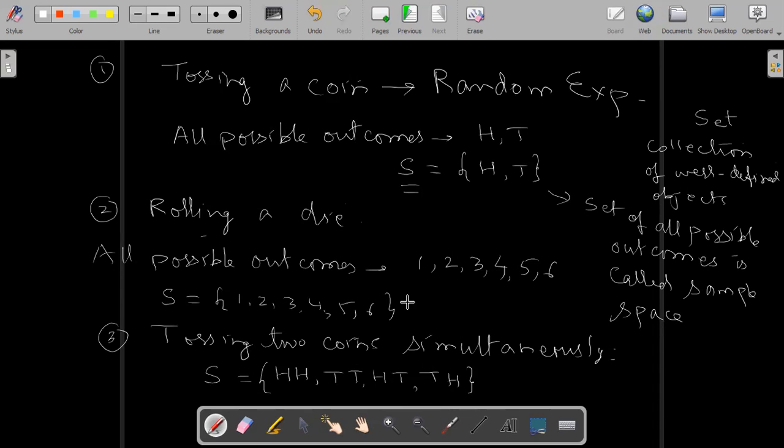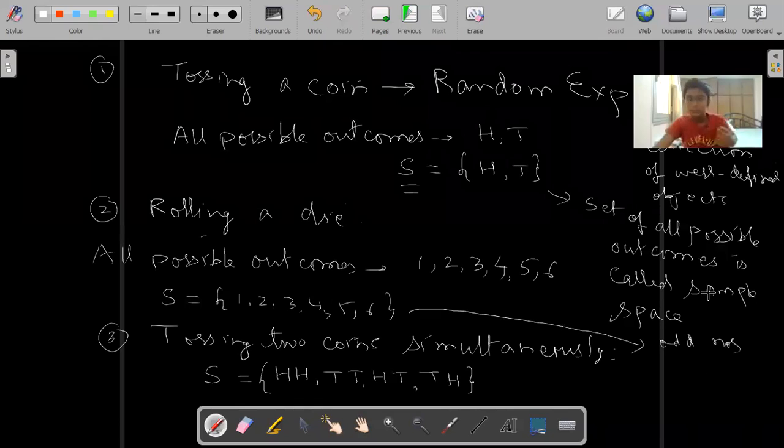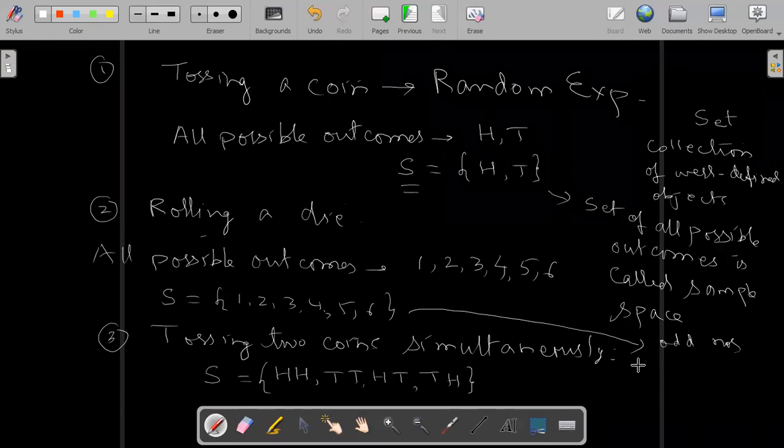And suppose we consider from this a set of odd numbers. What are the odd numbers here? 1, 3, and 5. So this set is denoted as an event. This is the event, and it is a subset. A subset of a sample space is called an event. So here I am writing the definition of an event.